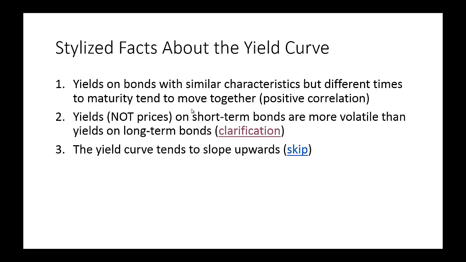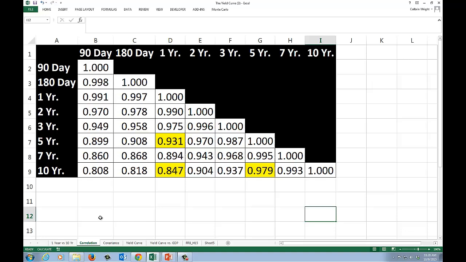The second stylized fact about the yield curve is that yields to maturity, not prices, yields to maturity on short-term bonds are more volatile than yields to maturity on long-term bonds. Let's say that again. The yields to maturity on short-term bonds are more volatile than the yields to maturity on long-term bonds. Now, again, you can sort of see this in the ocular analysis.